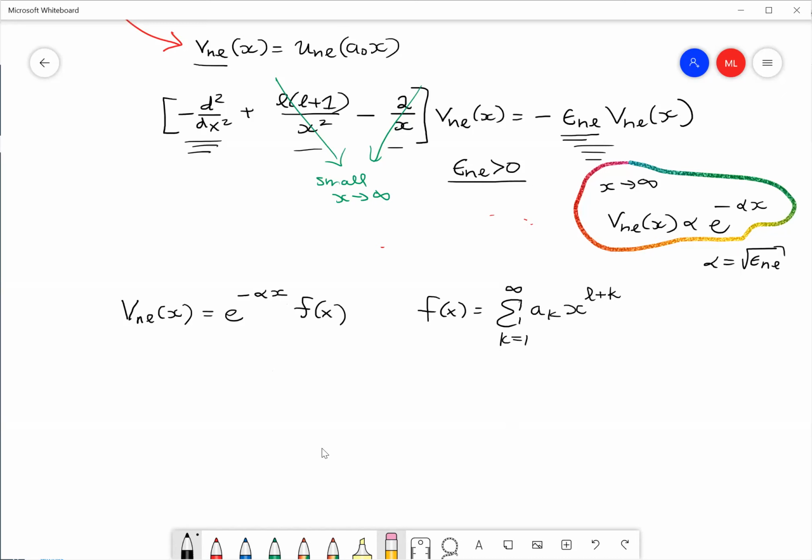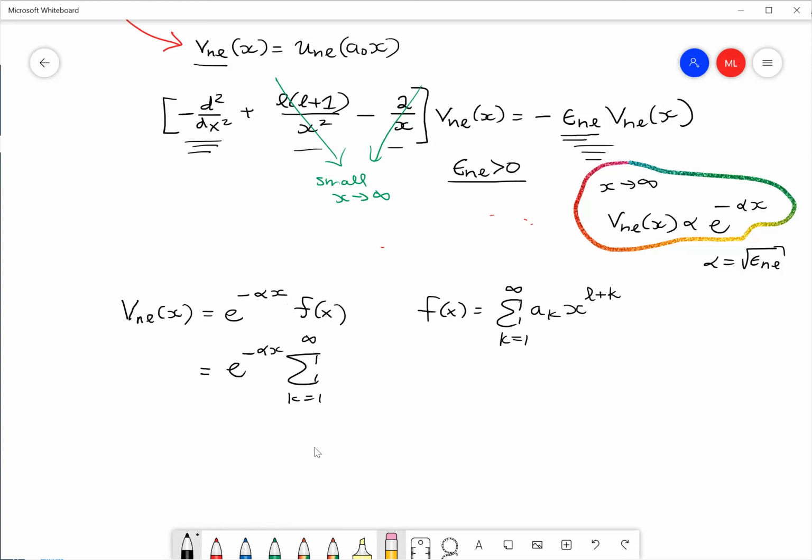Great. So now it seems a bit tedious, but this is really how we're going to do this. You have this as the form of your solution, right? You have the exponential part, and then you have the Taylor series. This is the form of your solution.